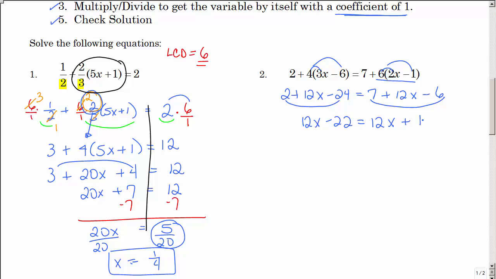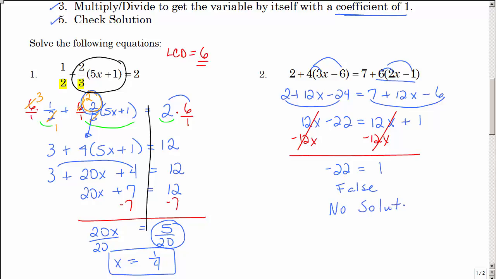And at this point, you should see, hey, I've got 12x and 12x. And so if I subtract 12x from both sides, all my variables go away. That's why you should do those before you do your constants, for this very reason. Now, all the variables disappeared. I have a false statement. So what does that mean?